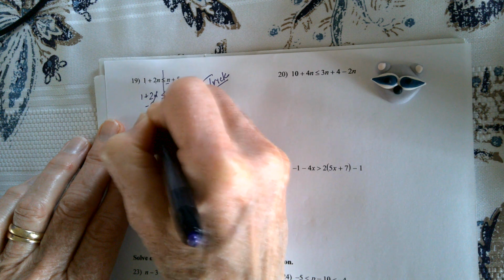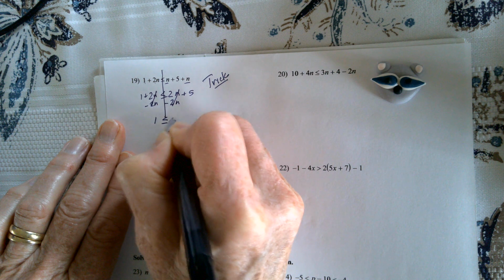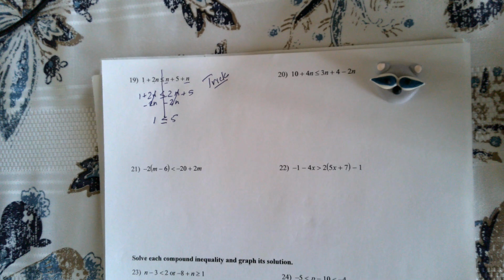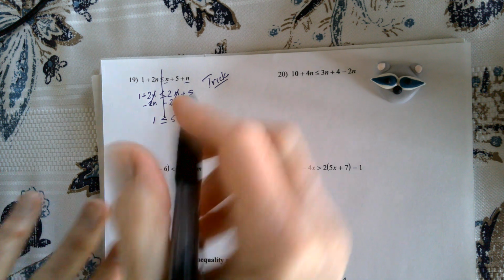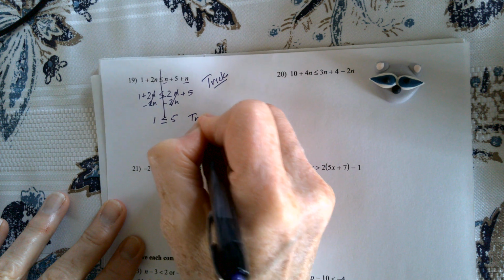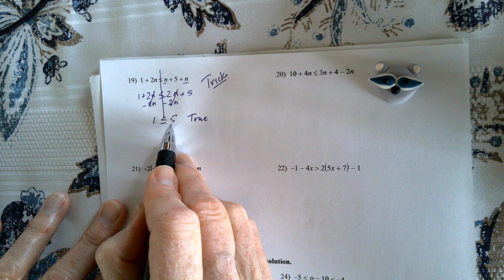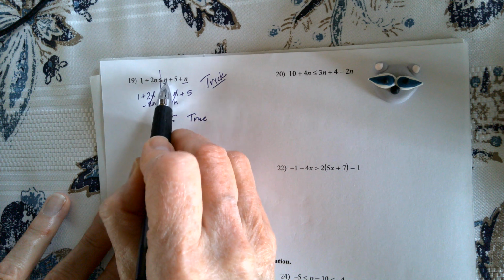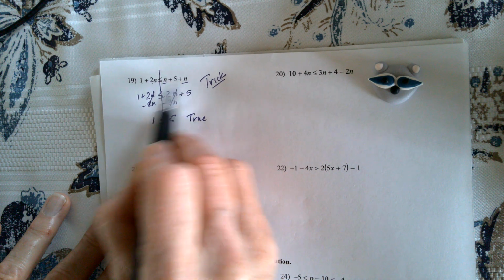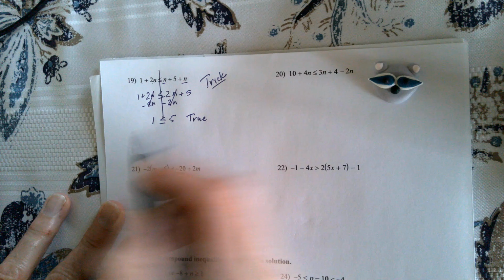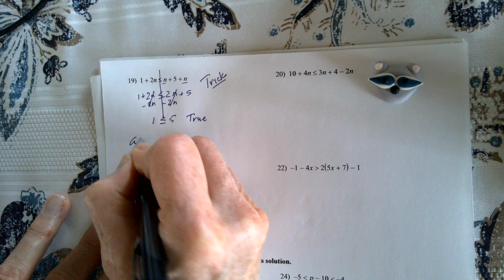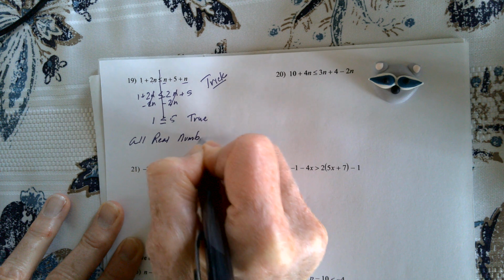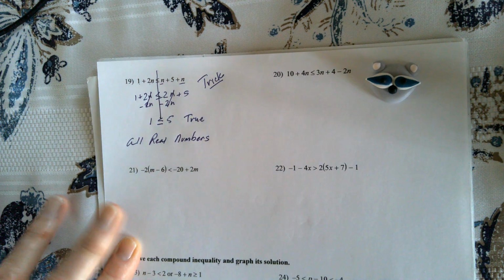they both cancel, and I end up with 1 is less than 5. When you think of that on a number line, this is true. I have no variables in this statement. So independent of any variable, any number, if I put a 1, if I put 2s, if I put -100s, any number will work. So we're going to write all real numbers. That's my solution, all real numbers.